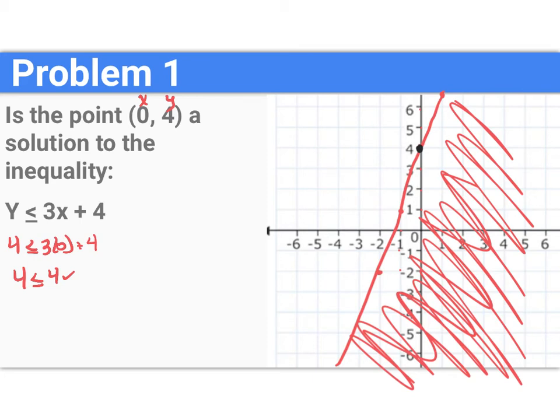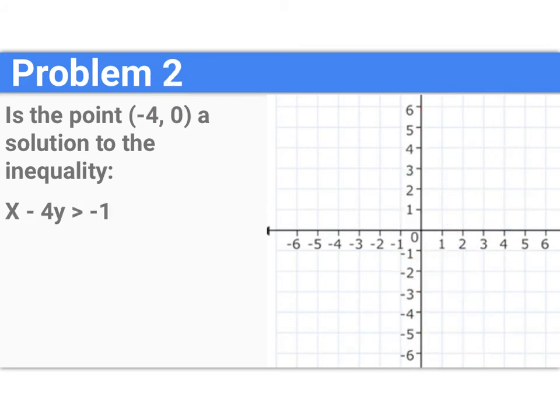So here we go a little bit backwards. Okay, so let's look at problem 2 here. Is the point (-4, 0) a solution to the inequality? The first thing we're going to do is do it algebraically. So -4 for x, minus 4 times 0, is greater than -1. -4 is greater than -1? Is -4 greater than -1? No, it is not.